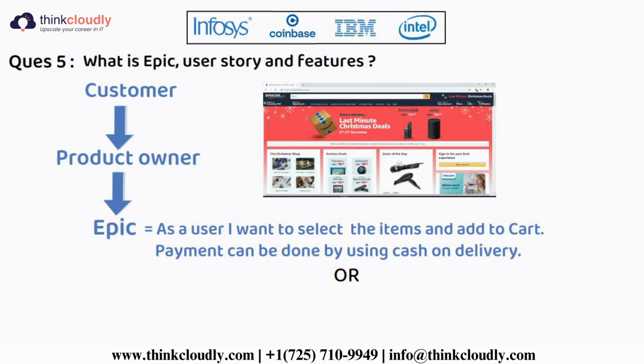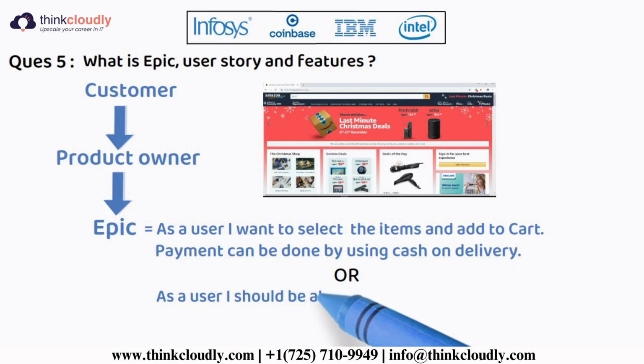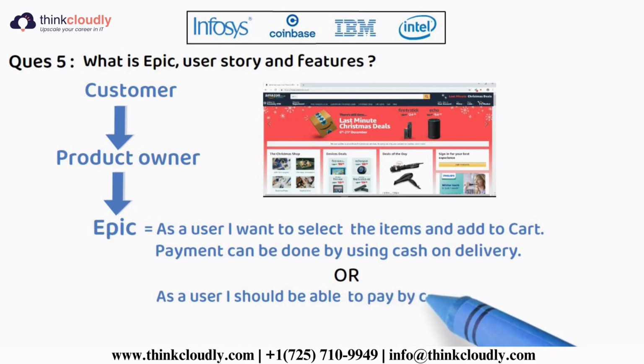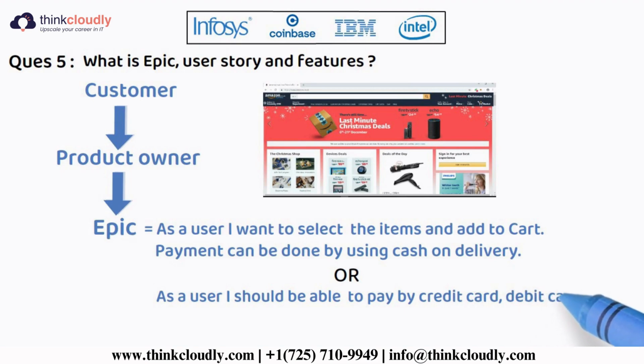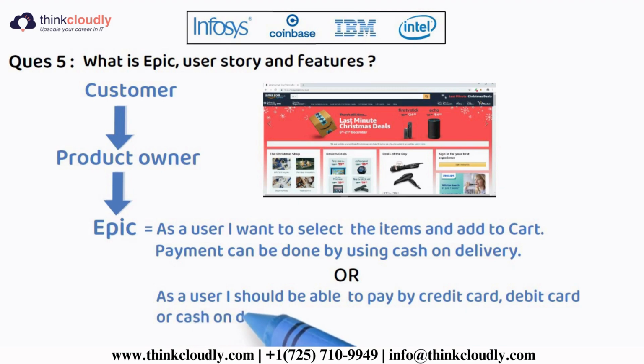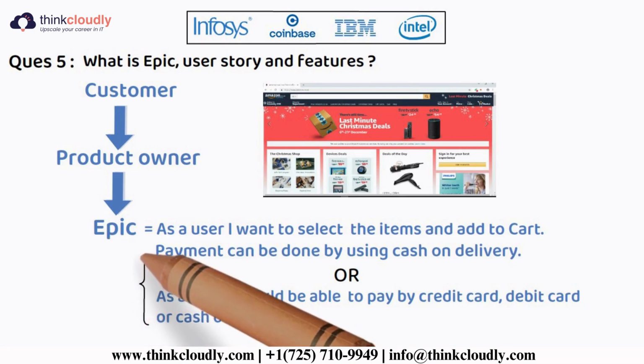Okay, so I can also make it like this: as a user, I want to select the items and add to the cart. As a user, I should be able to pay by credit card, debit card, or cash on delivery. So this is a long form of requirement which is given by the customer.